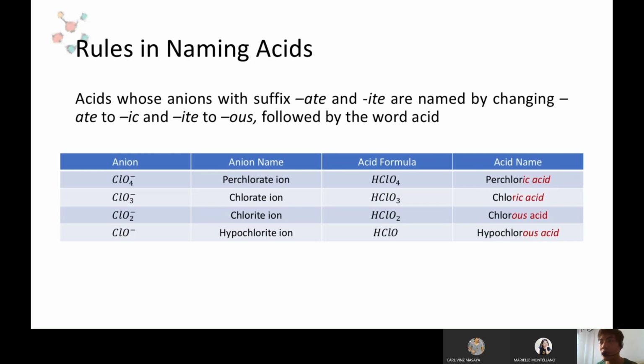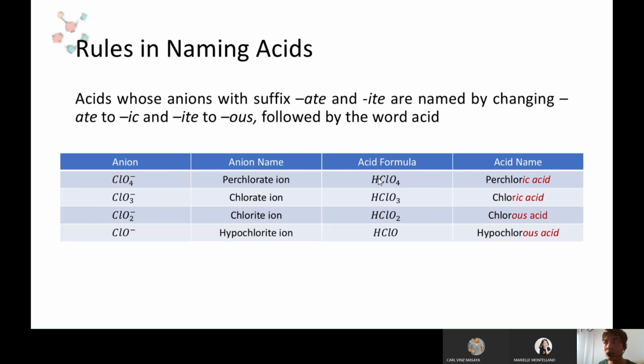Paano naman kapag oxy-anion ang inyong anions? Okay, so ganito lang, mas madali siya kaysa sa "ide". Kapag oxy-anion yan, all you have to do is to change the "ate" to "ic" and yung "ite" to "us". Para siyang yung sa cation. Yung "ate", gagawin yung "ic", yung "ite", gagawin yung "us", plus the word acid. For example, ClO4, ang name niya ay perchlorate ion.